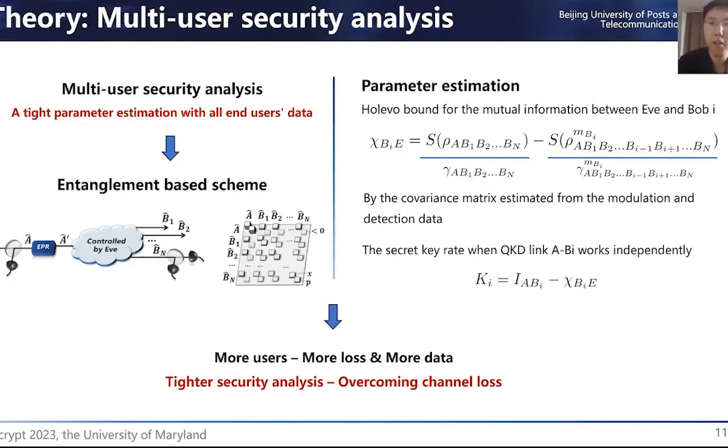The key point of the multi-user security analysis is a tight parameter estimation with all end users' data. With the entanglement-based scheme, we can estimate the whole system based on the modulation and detection data. The whole-level bound can be calculated with the covariance matrix representing the system before and after detection. When more users access the network, though the channel loss is enhanced, more data is provided for tighter security analysis. This can help to overcome the influence of the channel loss on system performance.